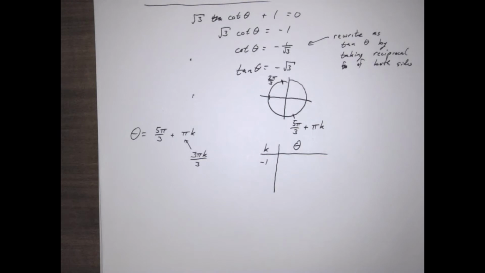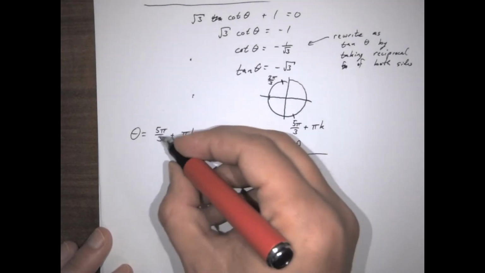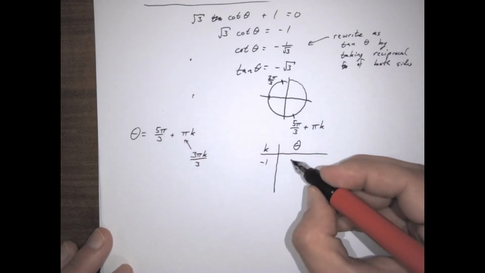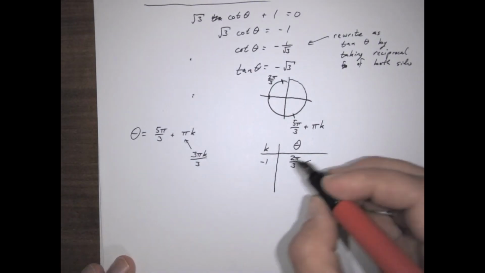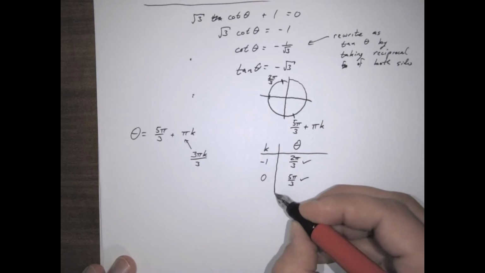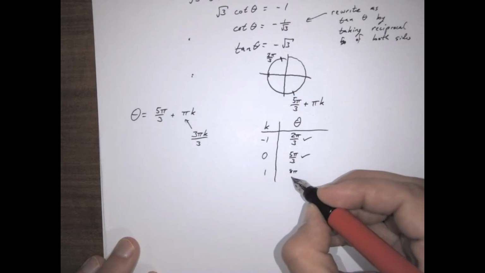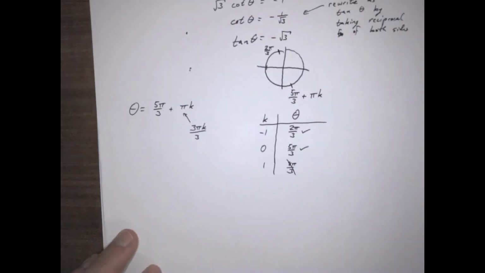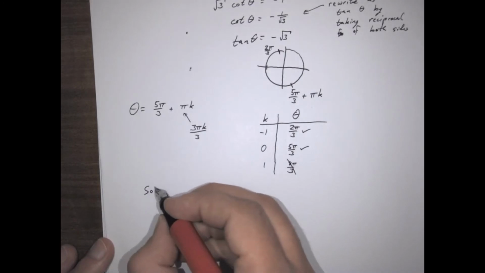So if you put in a negative 1, what that's going to give you is 5 pi over 3 minus 3 pi over 3, which is going to leave you at 2 pi over 3, one of the known solutions here. That's good. And then k equals 0, it's going to be 5 pi over 3. That's also good. But if we get any bigger than that, we're going to have 8 pi over 3, which is not in the range. And so once again, we have the two known solutions.